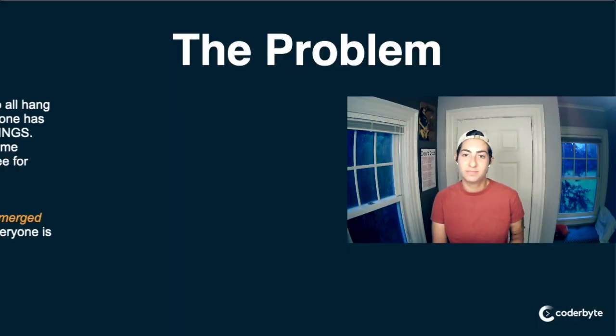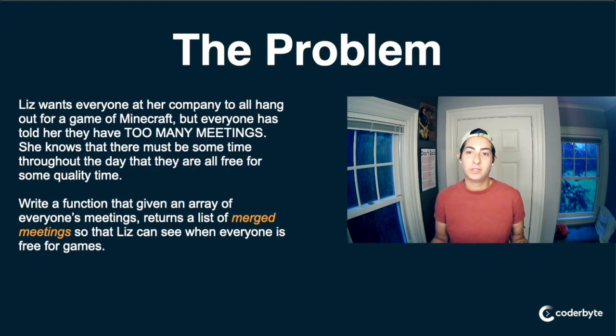The problem. Liz wants everyone at her company to all hang out for a game of Minecraft, but everyone has told her that they have too many meetings. This is a real world problem, P.S. She knows that there must be some time throughout the day that they are all free to spend some quality time with each other. Write a function that, given an array of everyone's meetings, returns a list of merged meetings so that Liz can see when everyone is free for games.